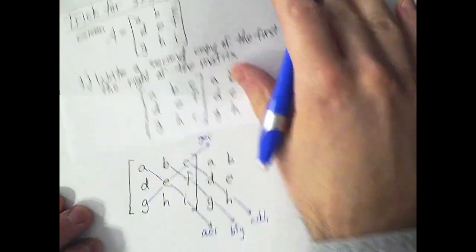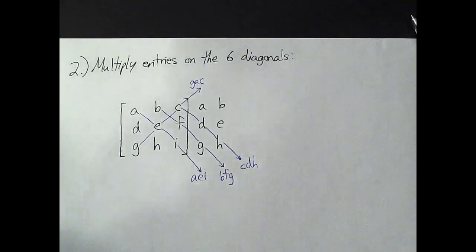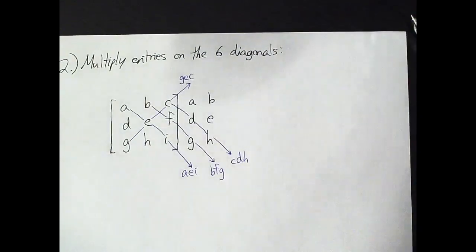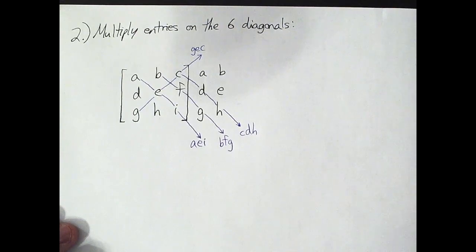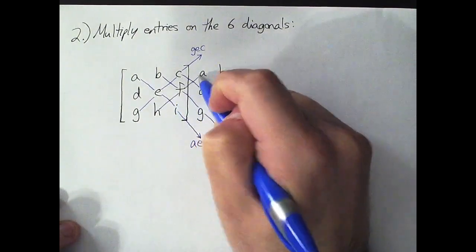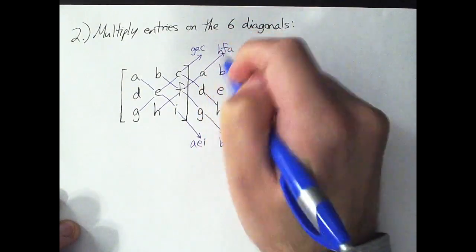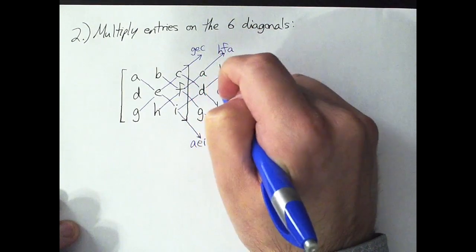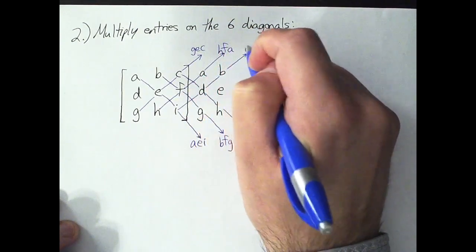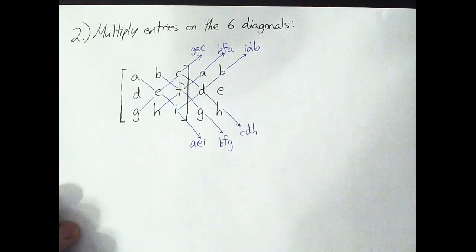With me so far, you see how there's going to be two more? Let me move this page. Do you see what the other two are going to be? HFA looks like the next one. HFA. We're going to do something with all of these products. IDB. All right. That's step 2. We're done with step 2.